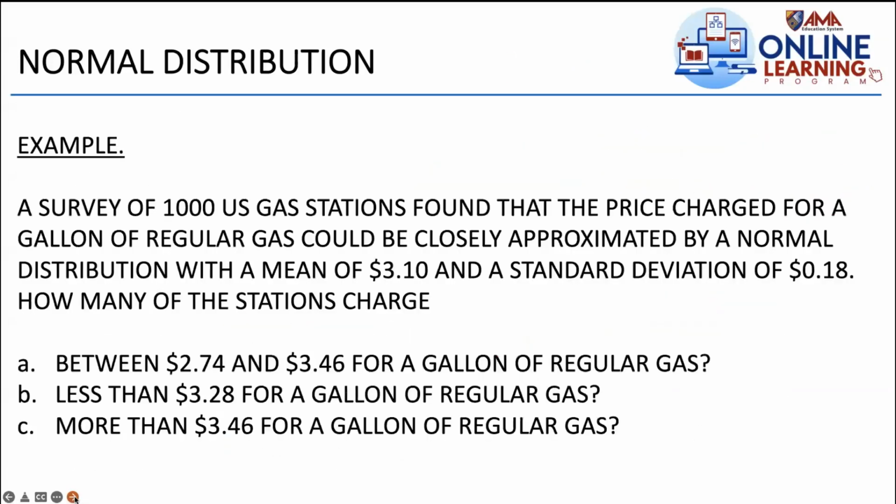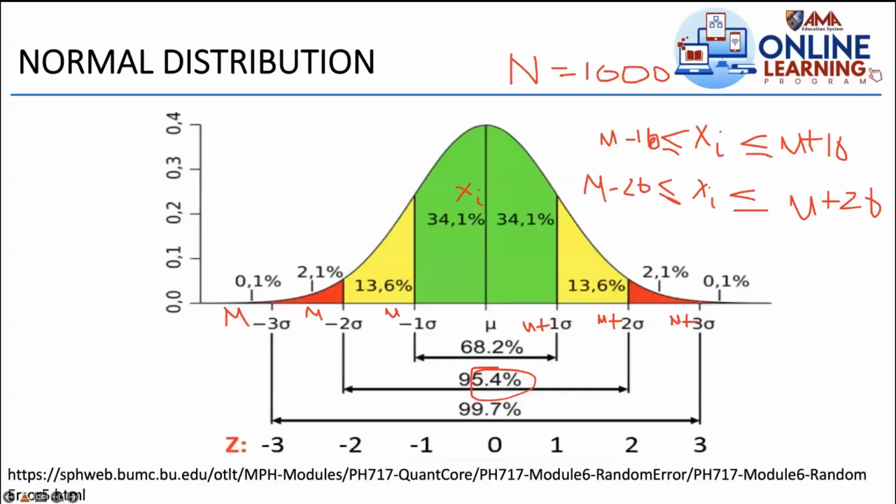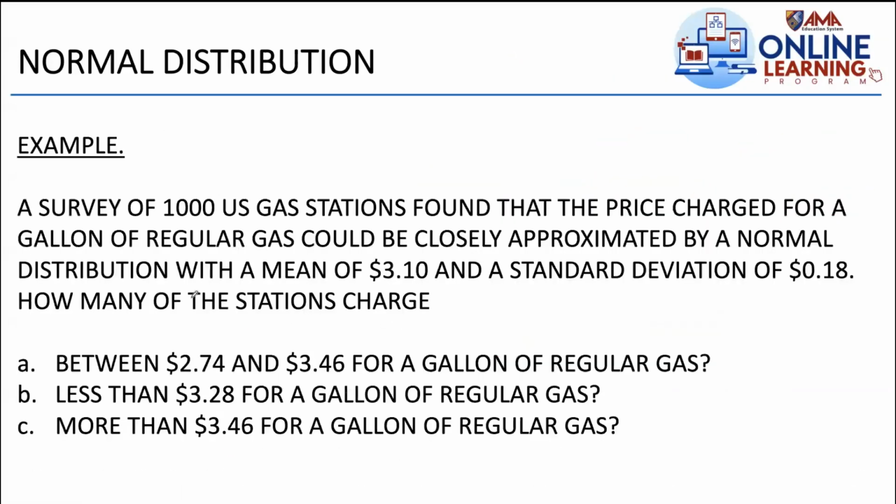Now, to understand this better, let's try to solve particular problems using this empirical rule. So this is the problem given in your module. A survey of 1,000 US gas stations found that the price charged for a gallon of regular gas could be closely approximated by a normal distribution. So I think you can see the application. If it's a normal distribution, we can solve this problem. With a mean of 3.10, this is the mu, and the standard deviation of 0.18, this is the sigma.